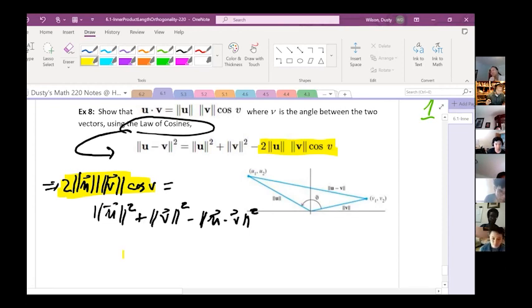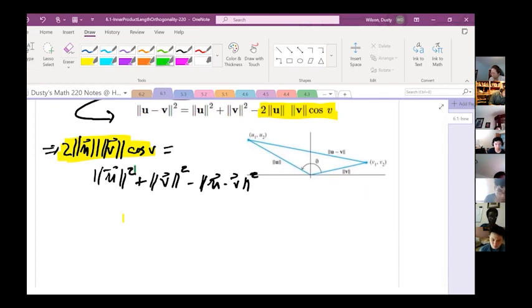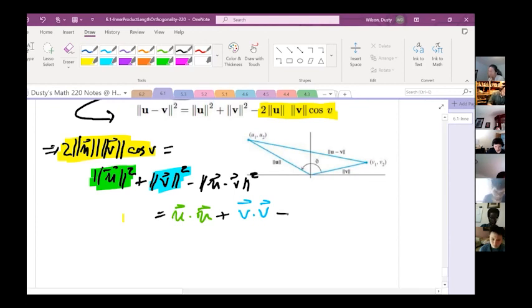So now we got to break up these magnitudes. They're just a little bit hard for us. And so this first one here would be equal to u dot u plus, magnitude of v squared would be v dot v, minus, and then the orange one will be u minus v dotted with u minus v.